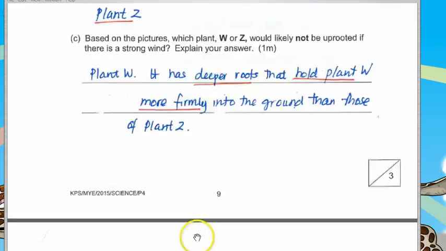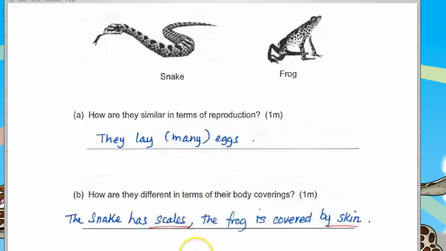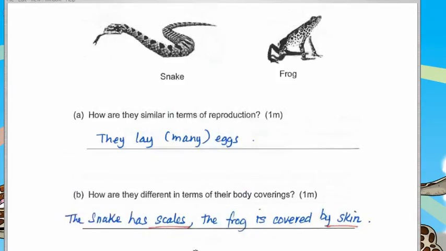Right, next. Compare these two animals. What similarities? They lay eggs, or they lay many eggs at the same time. How are they different in terms of their body covering? The snake has scales and the frog is just basically covered with smooth skin, right?